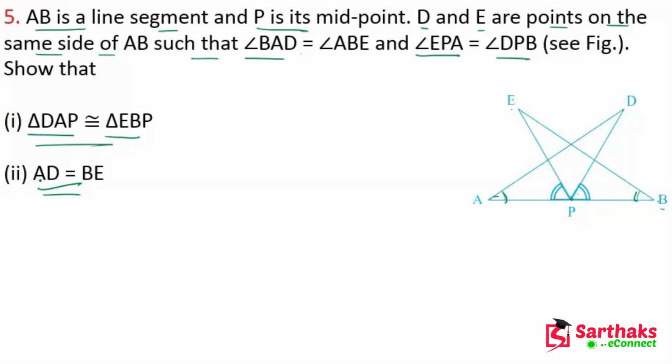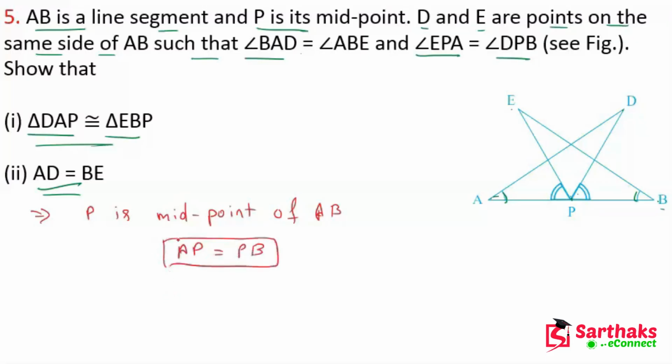Now we know that P is the midpoint of AB, so we can write AP equals PB. Now, my dear friends, let's start to solve the first part.